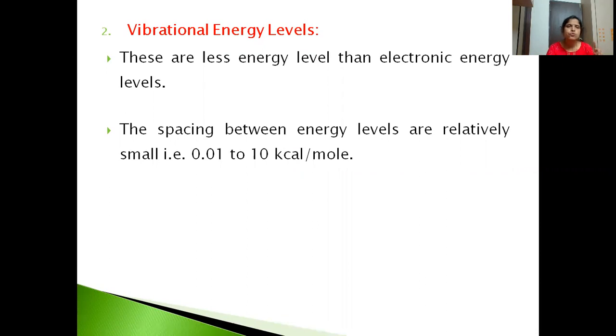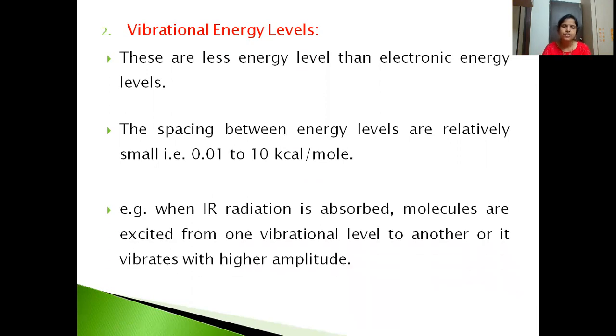So from V0 to V1, the transition takes place. V0 means the ground state vibrational energy level, and V1 means the first excited vibrational energy level. Because the spacing between these energy levels is small, that is, 0.01 to 10 kilocalories per mole, lesser energy radiations can induce the transitions between the vibrational energy levels only. For example, IR radiations will induce only the transitions taking place in the vibrational energy level.